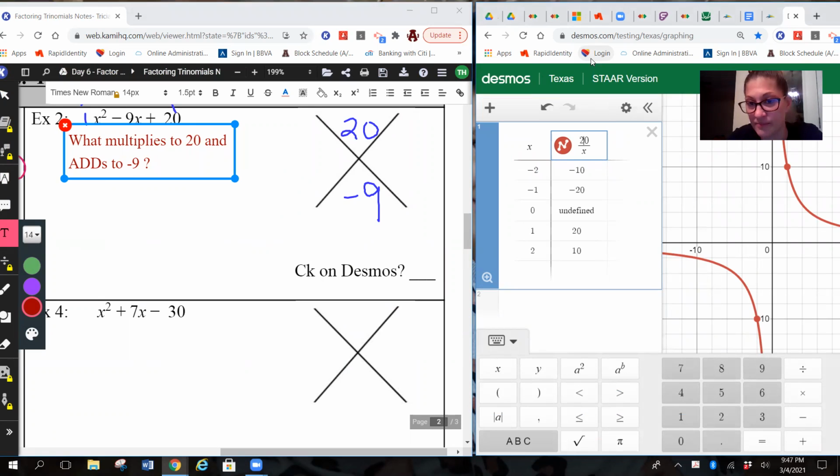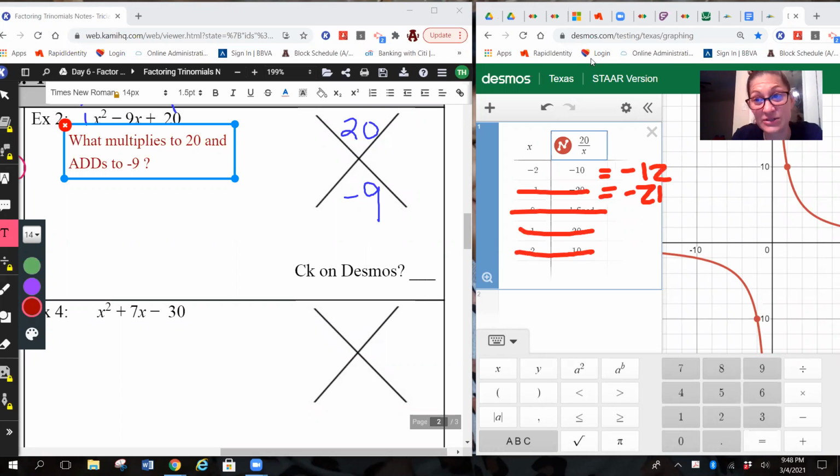I want to get a -9. So if I'm thinking about it, 2 and 10 make a positive. 1 and 20 make a positive. So I need to be looking at the ones that have negatives. Now, -1 and -20 make -21. That's too big. -2 and -10 add to -12. Still a little bit, or not too big, I mean too small.